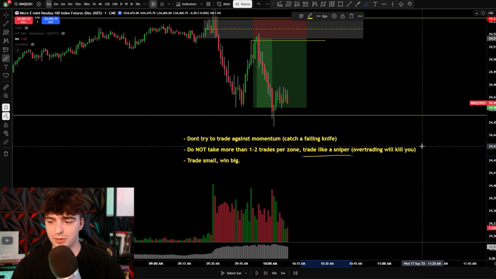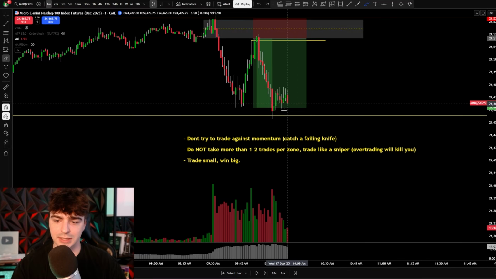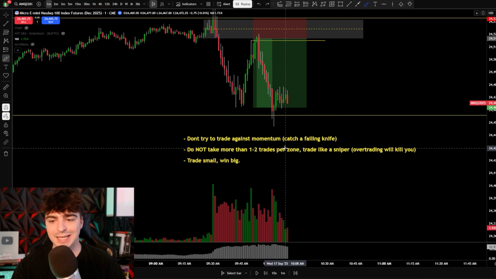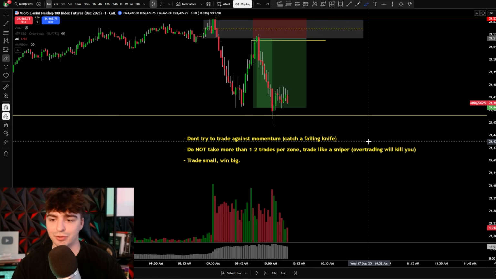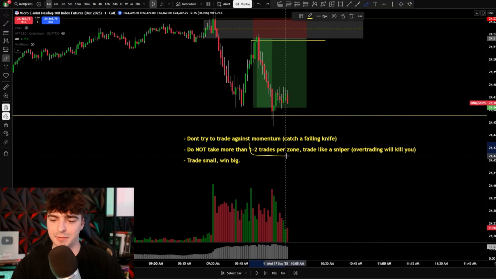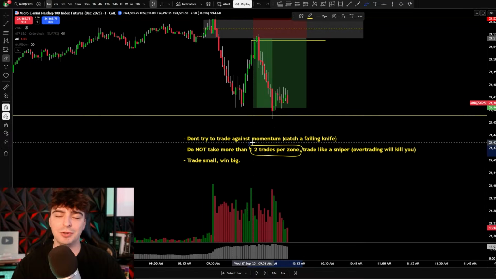Okay, number 2 is going to be do not trade more than once or twice per zone. Trade like a sniper. Over trading will kill you. Because I trade with such a small stop loss, it's very easy for me to go on a massive losing streak if I'm not careful. And because of this, I limit my trades to 1-2 max per zone. If I get stopped out twice, I am completely out.